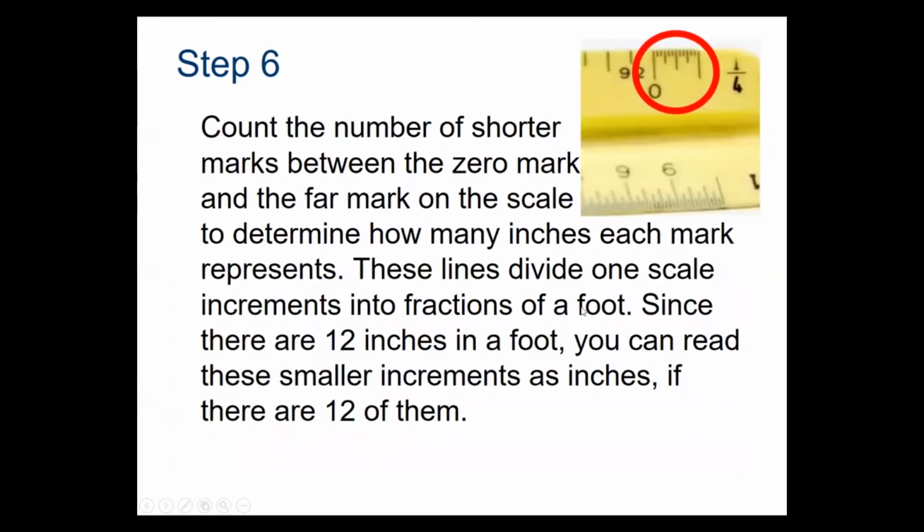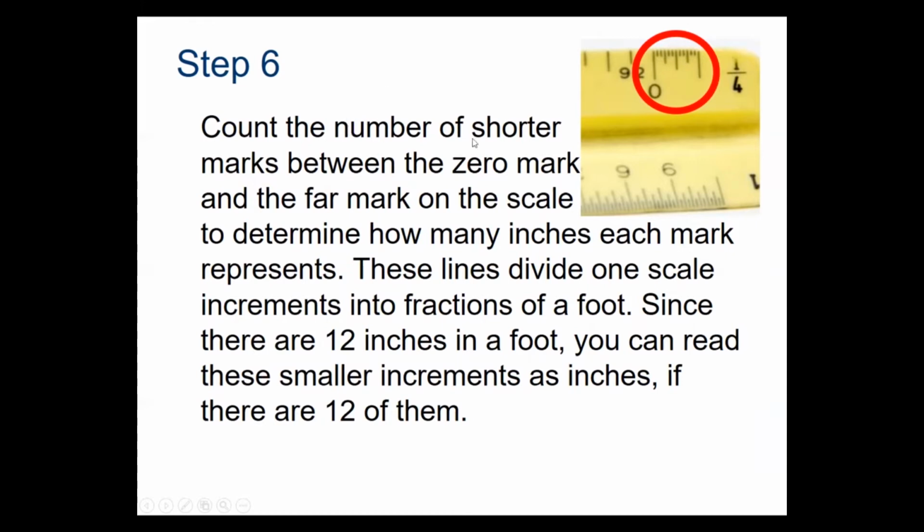All right. So count the number of shorter lines marked between the 0 mark and the far mark of the scale. That's what I was just doing with the little lines. Here's the 0 and the end mark: 1, 2, 3, 4, 5, 6, 7, 8, 9, 10, 11, 12. That's going to help you divide the scale into fractions of a foot. Since there are 12 inches in a foot, you can read the smaller increments as inches, as there are 12 of them. So because there were 12, we know that this is marked in inches.